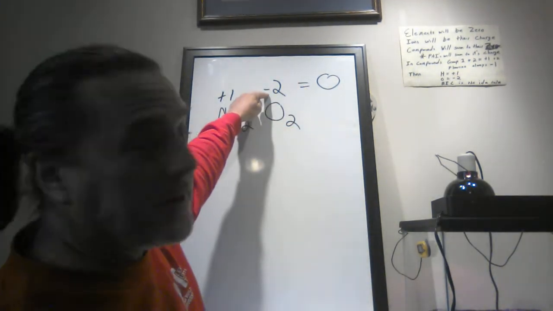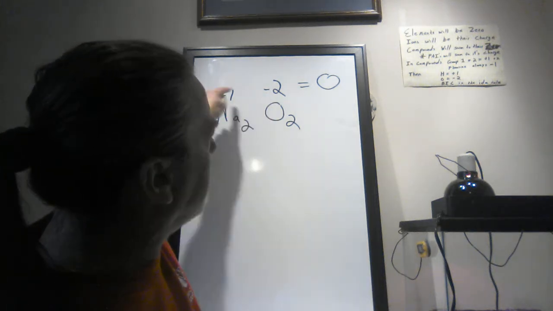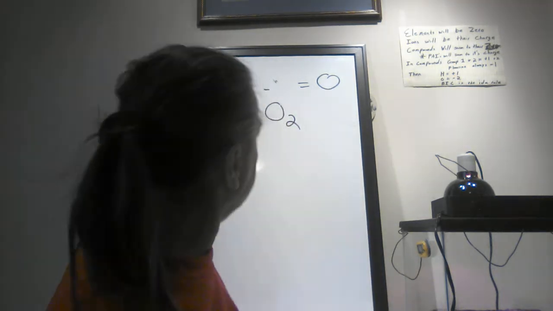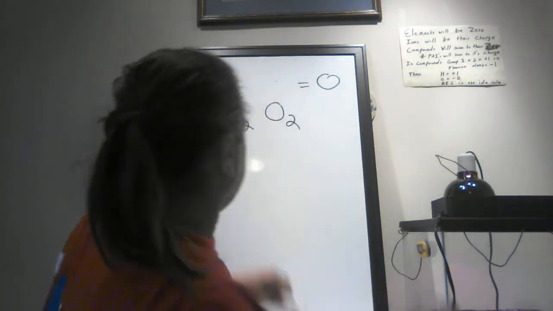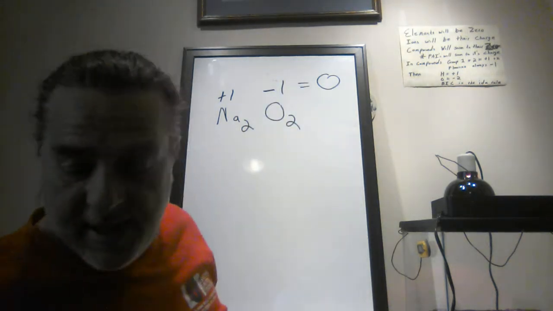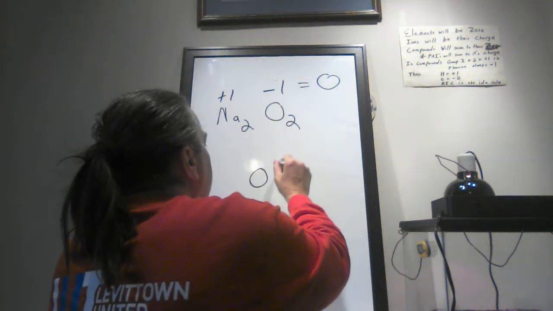2 times -2 would be -4, and then the 2 positive ones for sodium, this would not equal 0. All right? Oxygen must be -1 here. Okay? And the last one, choice 4, if you didn't already figure it out, we got OF2.